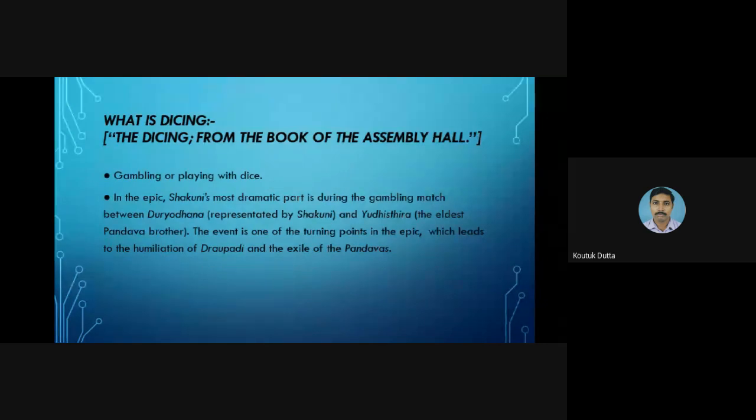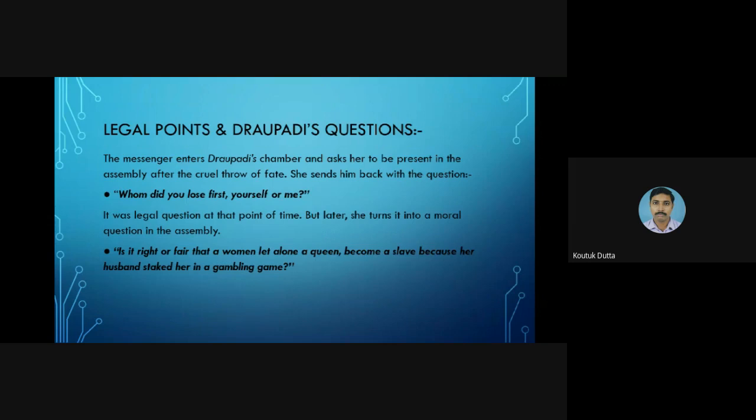What is dicing? It is gambling or playing with dice. Whereas the dicing from the Book of the Assembly Hall is an event where Yudhishthira stakes his wealth, jewelry, Indraprastha, and the belongings of his brothers one by one and loses them one by one, at last staking his wife too. Legal points and Draupadi's questions.